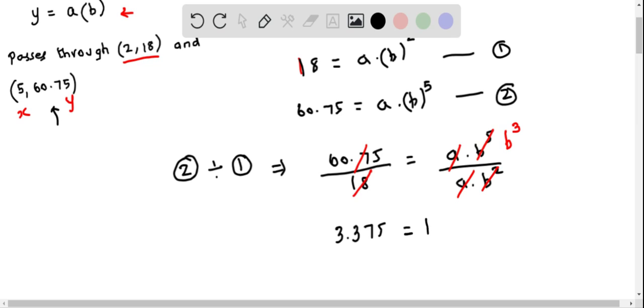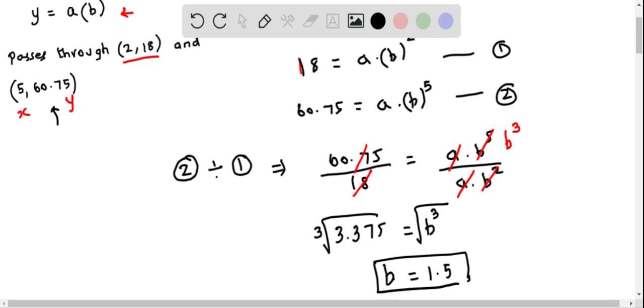So this side we have 3.375 equals b cube. Now we take the cube root on both sides so that we get the value of b. So we are finding the cube root, and when we take the cube root, we get the value of b as 1.5. So we have found the value of b equals 1.5, which means we can plug this into one of the equations to determine the value of a.